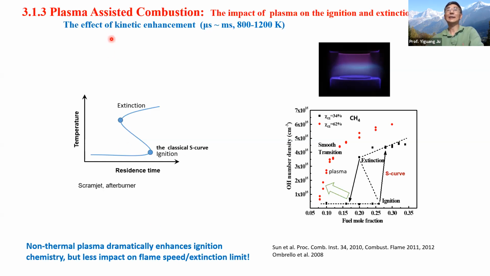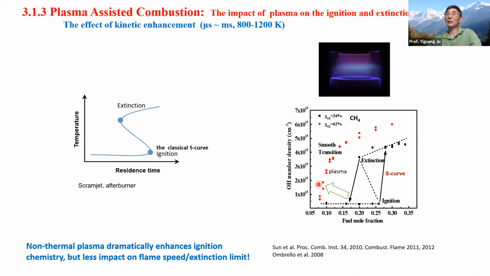So let's look at that first by looking at the experiment. In combustion, everybody knows that there is an S curve showing flame temperature or flame speed as a function of, for example, flame residence time. With a long residence time, ignition happens, and with a shorter residence time, extinction will happen. The fundamental question is how does plasma change this curve? This is the foundation of combustion. If plasma can change this curve, that means plasma is very effective. If not, then probably not much.